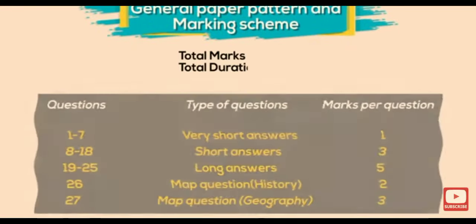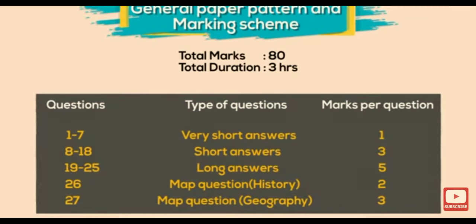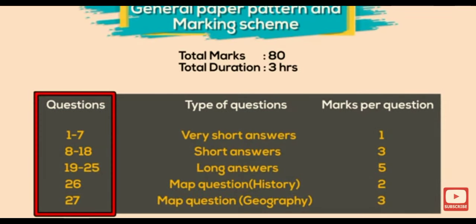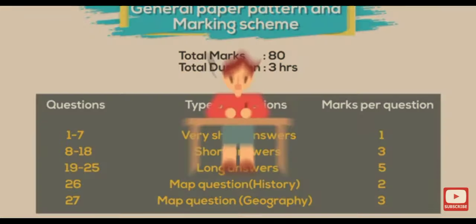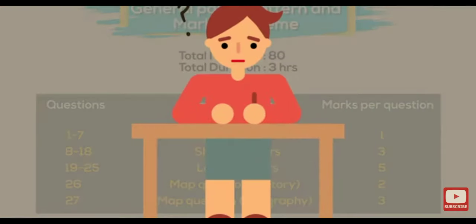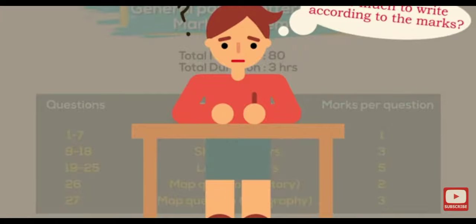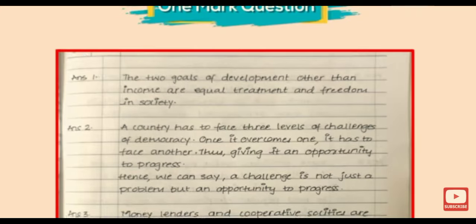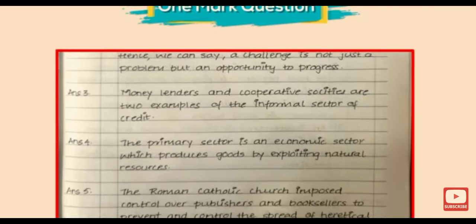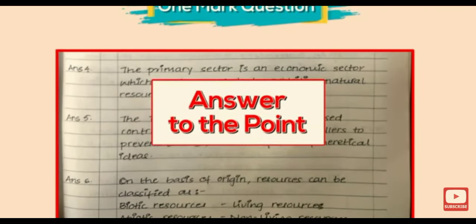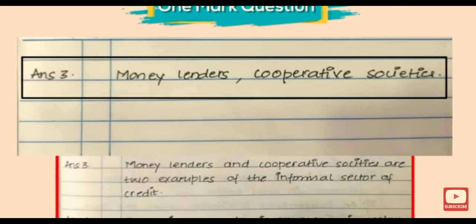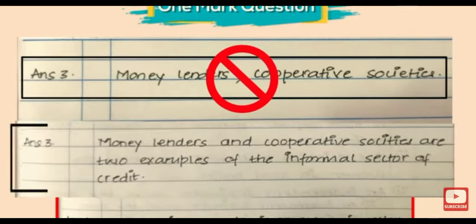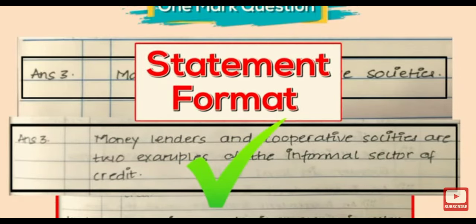We normally get an 80 marks written paper containing 27 questions. Here is the split. Now, something which bothers many of us is how much to write according to the marks. For a 1-mark question, try to be very precise and answer directly to the point. But for questions like this, don't just write only the answer, but frame it in a statement format.